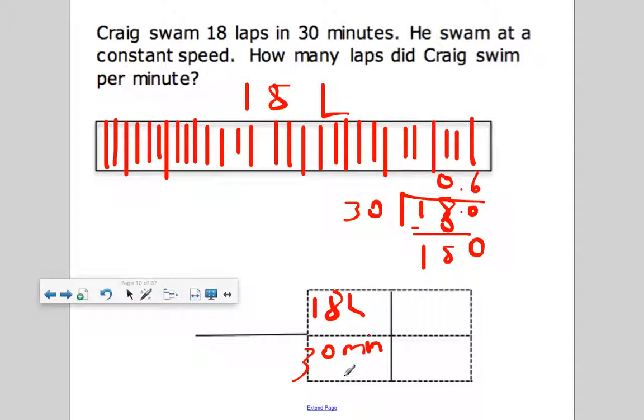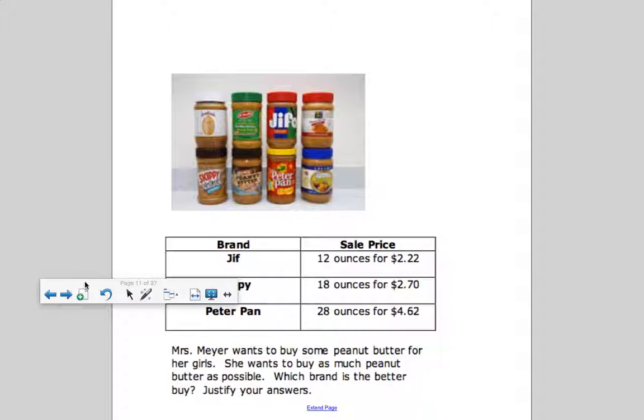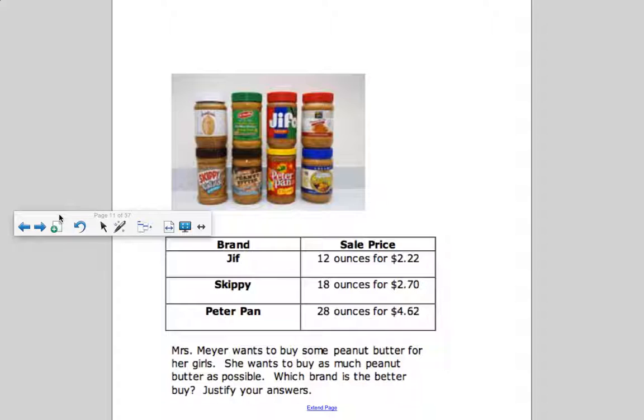So 18 laps, 30 minutes. I need to break it down to 1 minute. So how do I break down 30 minutes to 1 minute? I divided numerator and denominator by 30. And I did it earlier. So it is 6/10 laps per minute, for each minute, for 1 minute. So that is what we've learned so far.